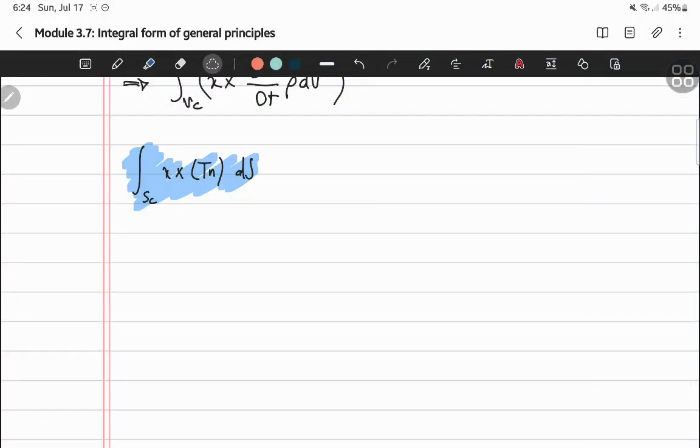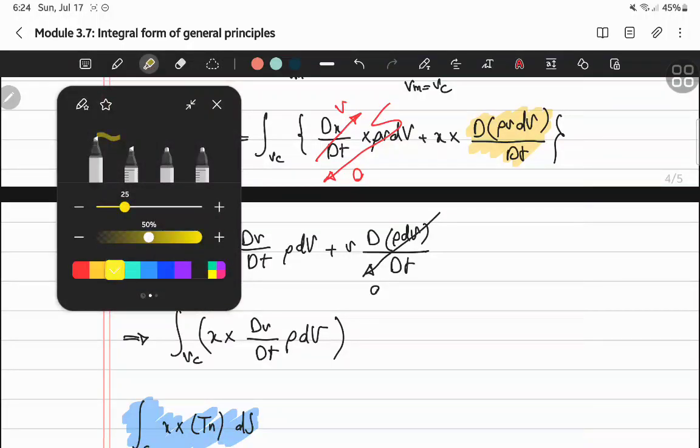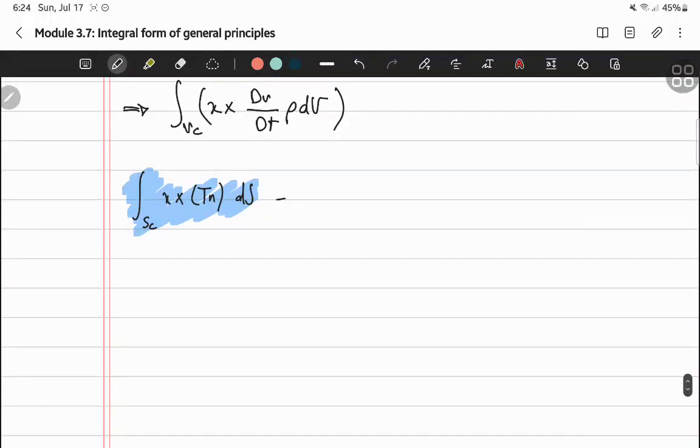Paste this in here. Maybe change the color of this one as well, and this one. All right, so now we have this. This is a vector and this is a vector, right?